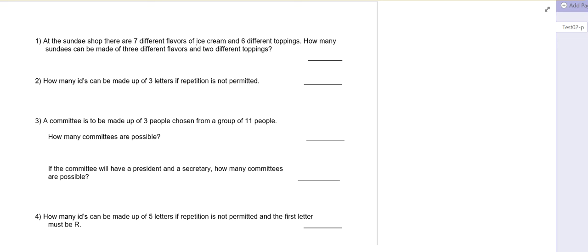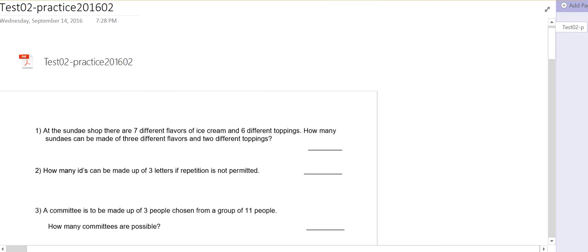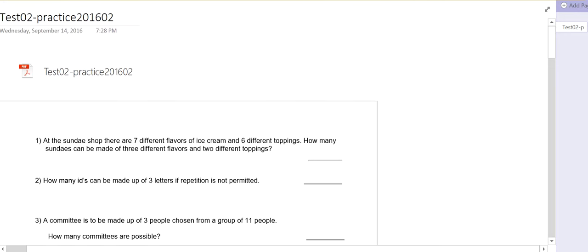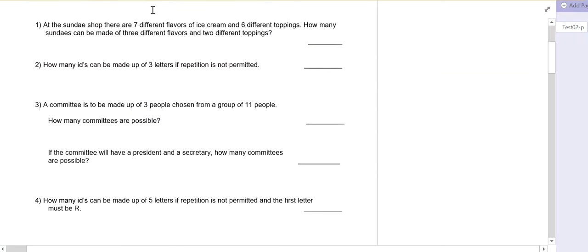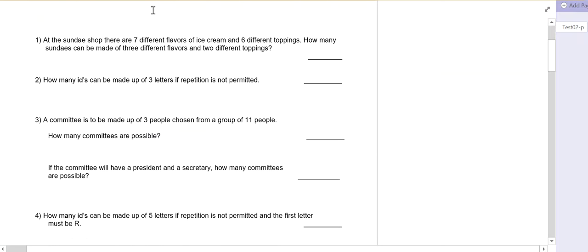First thing I'm going to look at is a counting problem here. All right, so let me scroll down. I got to get my pen working here. All right, yeah, there we go. At a Sundae shop, there are 7 different flavors of ice cream and 6 different toppings. How many sundaes can be made if 3 different flavors and 2 different toppings are chosen?